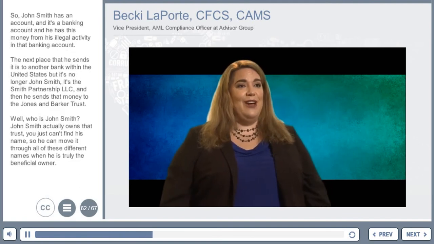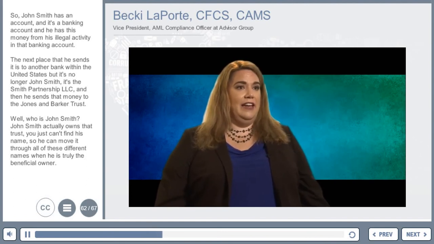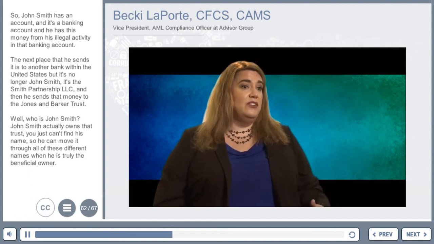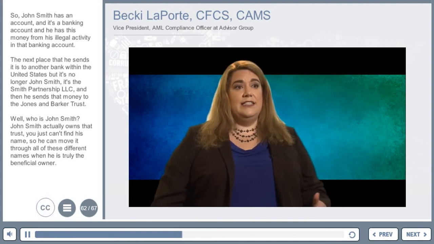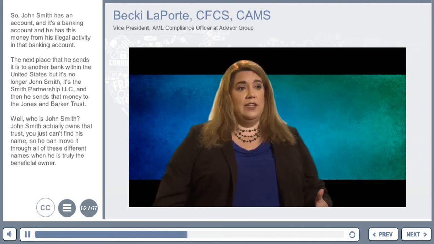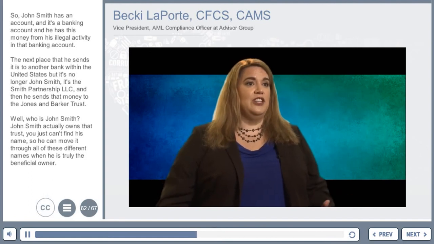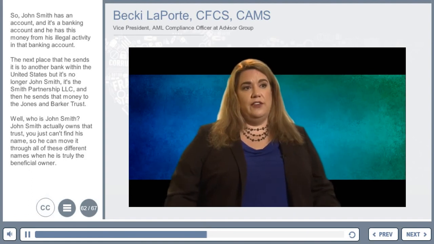So John Smith has an account, and it's a banking account, and he has this money from his illegal activity in that banking account. The next place that he sends it is to another bank within the United States, but it's no longer John Smith. It's the Smith Partnership, LLC. And then he sends that money to the Jones and Barker Trust. Well, who's John Smith? John Smith actually owns that trust. You just can't find his name. So he can move it through all of these different names when he's truly the beneficial owner.